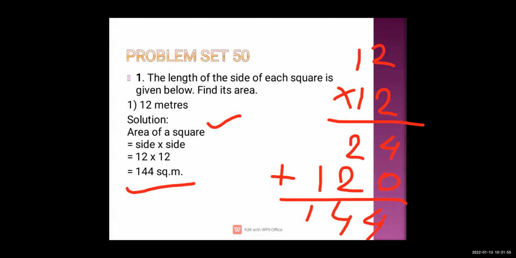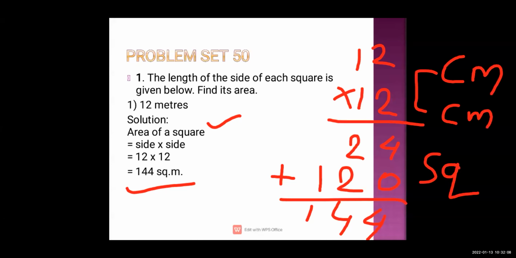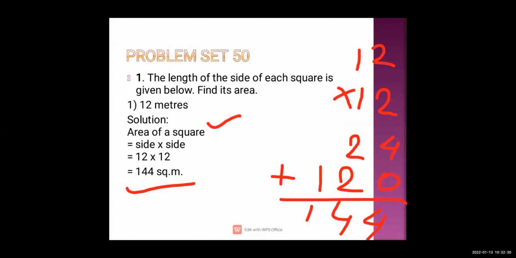Why do we have to write the square? Because meter and meter, how many times is it written? Twice. Twice means it is called a square. So we will use the shortcut sq meter. Clear? Understood how you got the answer? 12 multiplied by 12 is 144 square meter. So everyone will write down the first sum in the notebook.